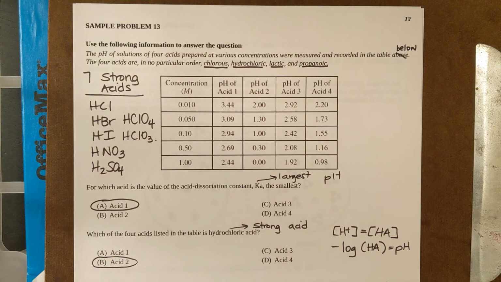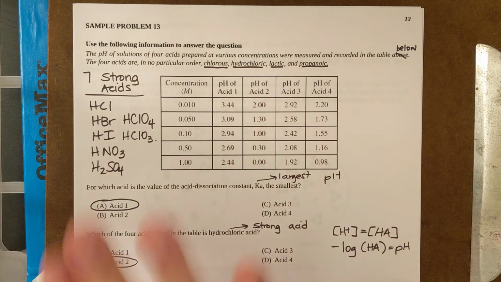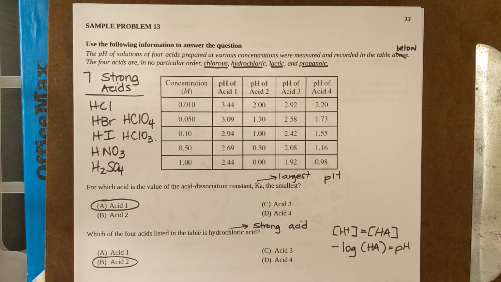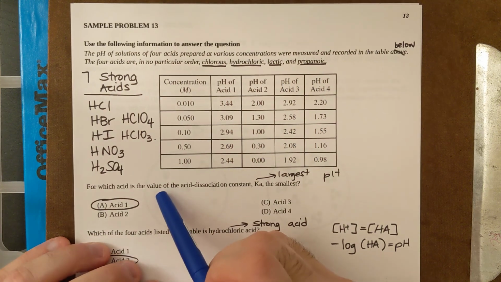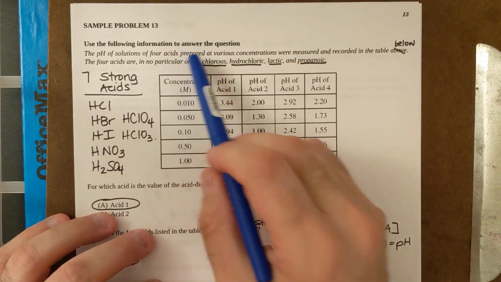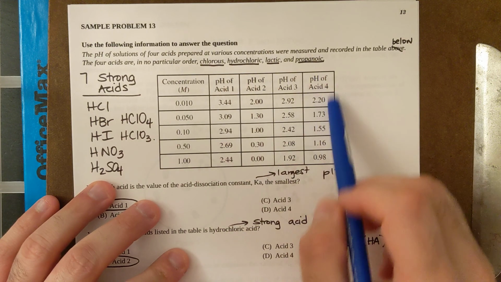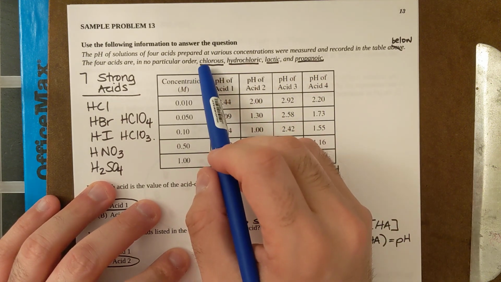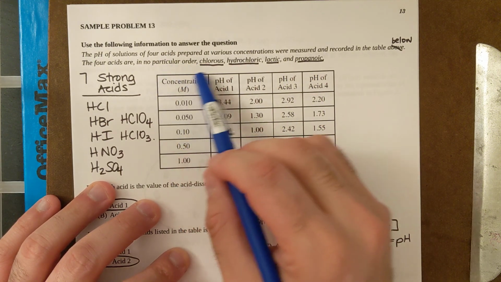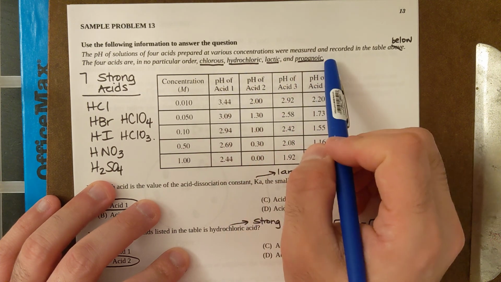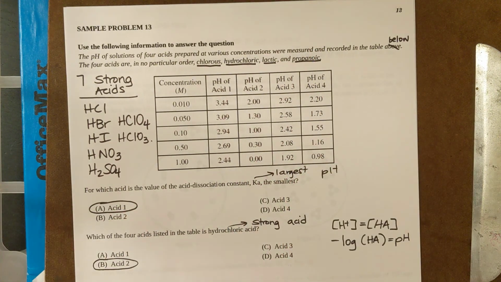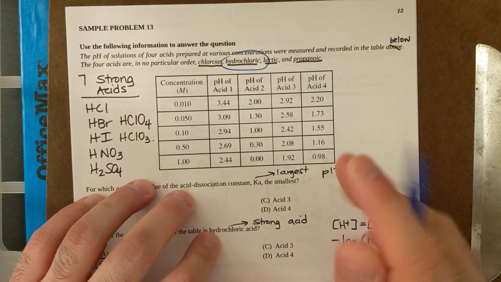So I'm going to walk us through some more of our sample problems from our Unit 8 notes, Part 1. We already discussed sample problem 13 in class. It says, use the following information to answer the question. This data table shows, in no particular order, 4 acids that are chlorous, hydrochloric, lactic, and propanoic. And the only strong acid here is hydrochloric acid.